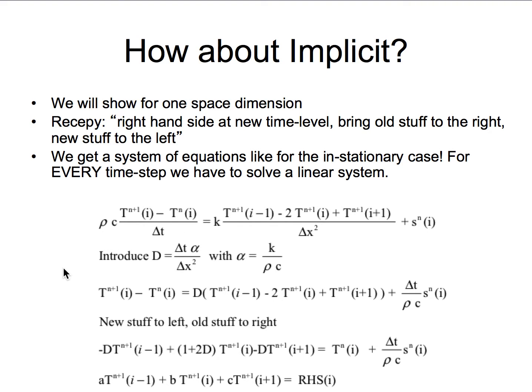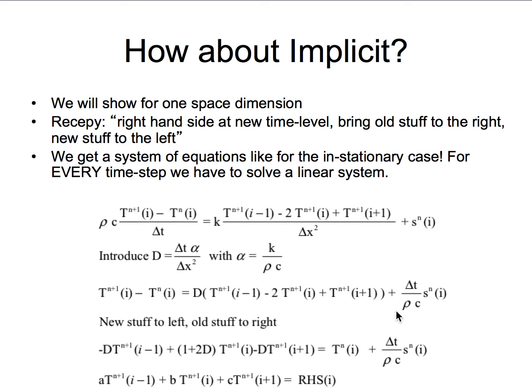Having introduced this number d, we can simplify our first discretization by multiplying the equation at both sides by delta t over rho times c. Then I get the following expression containing the diffusion number d, the familiar coefficients 1, minus 2, 1 for the second order derivative, and I get a modified source term, which now also contains the factor delta t over rho times c.